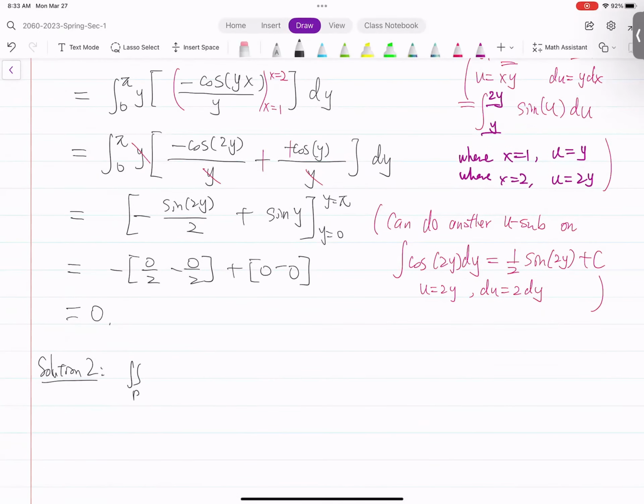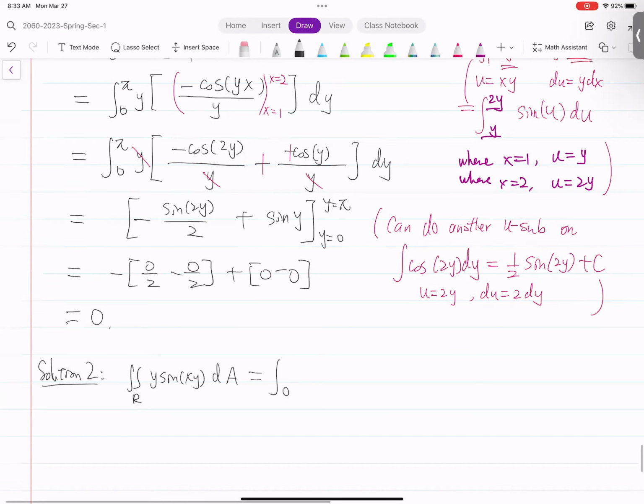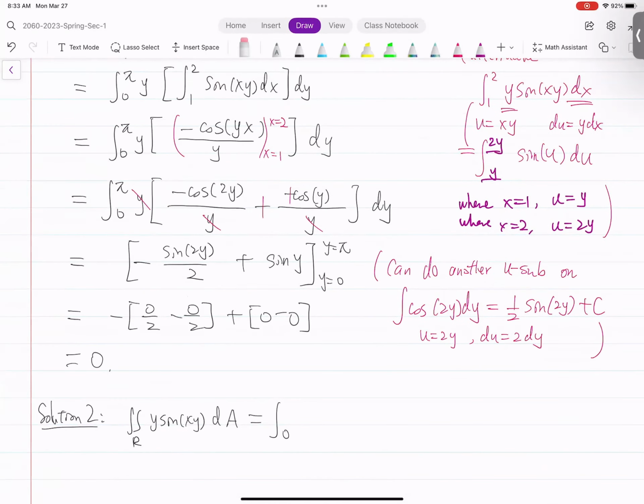Okay, now this double integral over the region R of y sine of xy dA. So let's put x on the outside, from 0 to 2, or is it from 1 to 2? And from 0 to pi of y sine of xy dy dx.